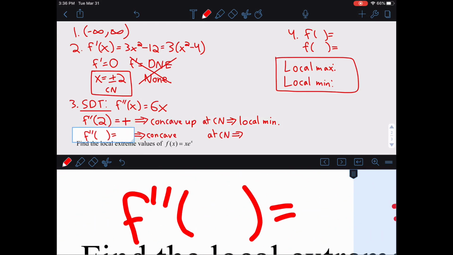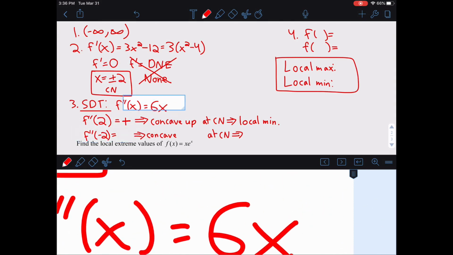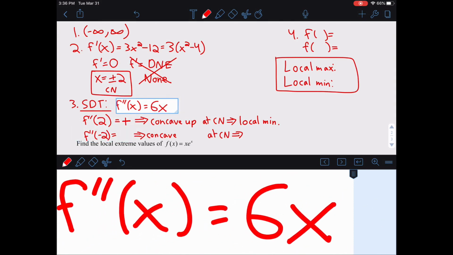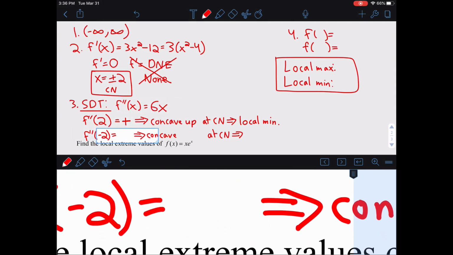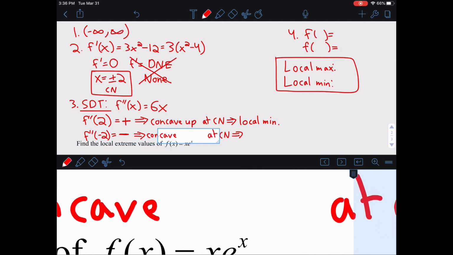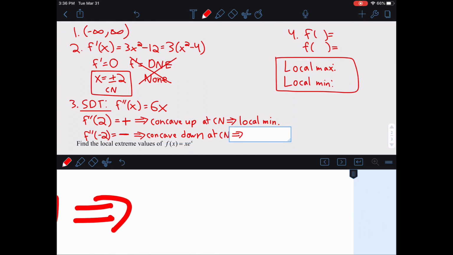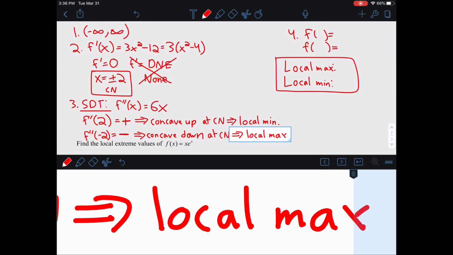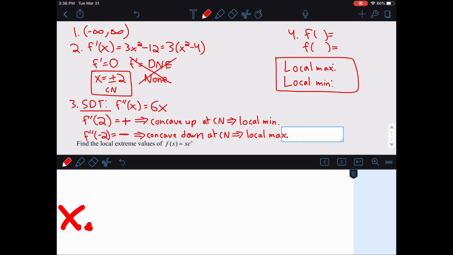Do the same thing at my other critical number, f double prime of negative 2. Plug it into f double prime of x, 6 times negative 2. Ultimately, I don't care about evaluating it. I care that it's going to be negative there. And that means that f is concave down at my critical number. And if you're concave down at a critical number, that means you're looking at a local maximum for your function f.